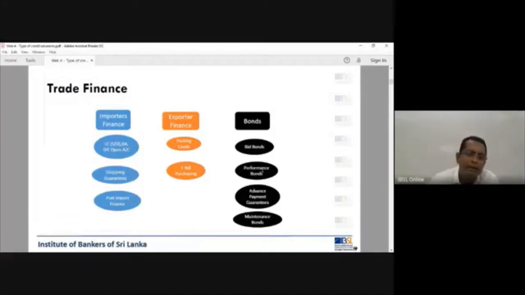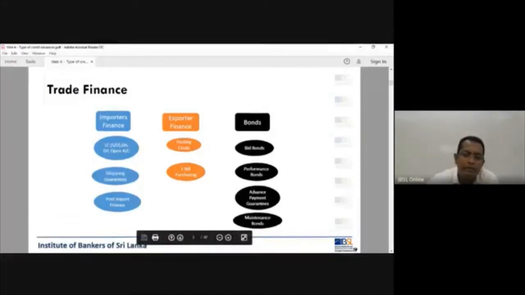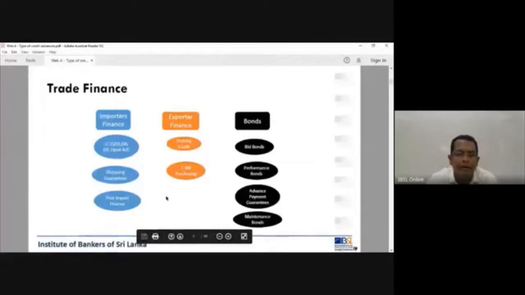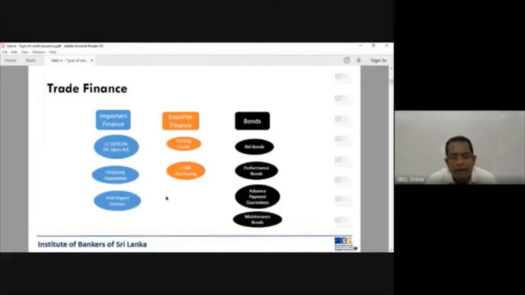Import finance. These are the main products: we have import finance, then we have export finance, then bonds and guarantees. So we will discuss each of these products today.